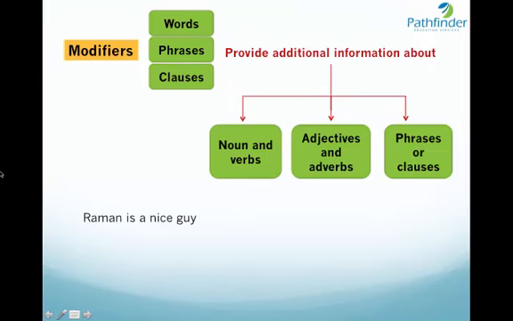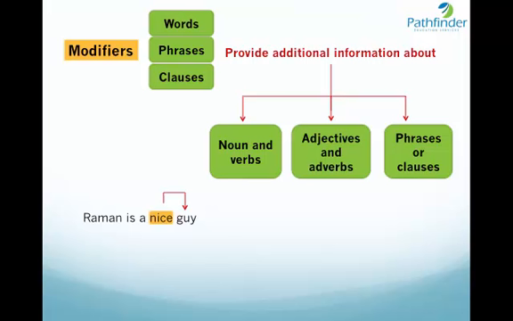For example, Raman is a nice guy. It's a very simple sentence. In this sentence, what is the role of the word nice? It provides you additional information about the word guy, and therefore, nice is a modifier of guy.